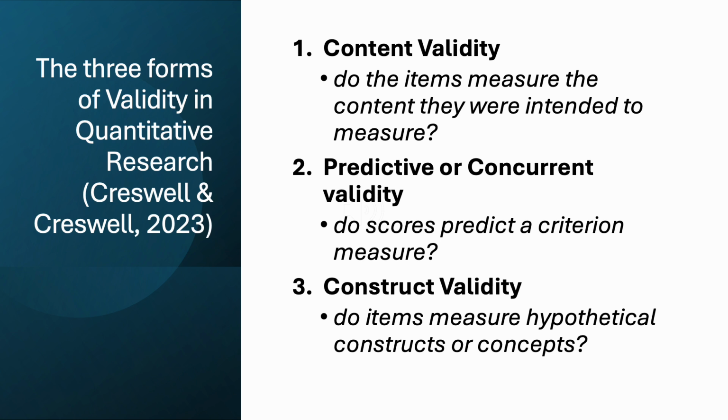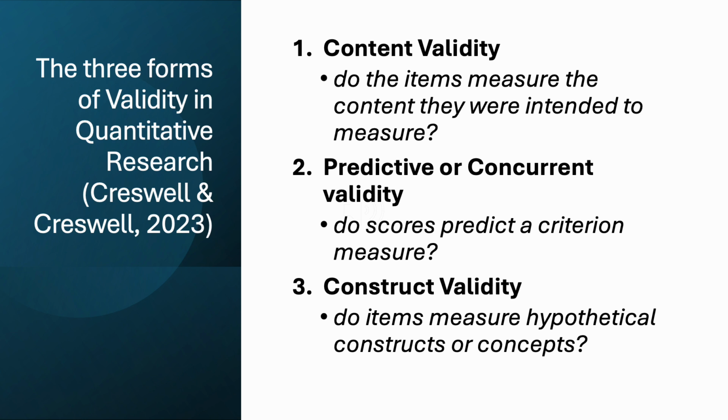Concurrent validity is the degree to which a test correlates with another measure that has already been validated, taken at the same time. Essentially, do the scores predict a criterion measure or correlate with other established results? Construct validity addresses the extent to which a test or instrument truly measures the theoretical construct it claims to measure. Put simply, do the items measure the hypothetical constructs or concepts?